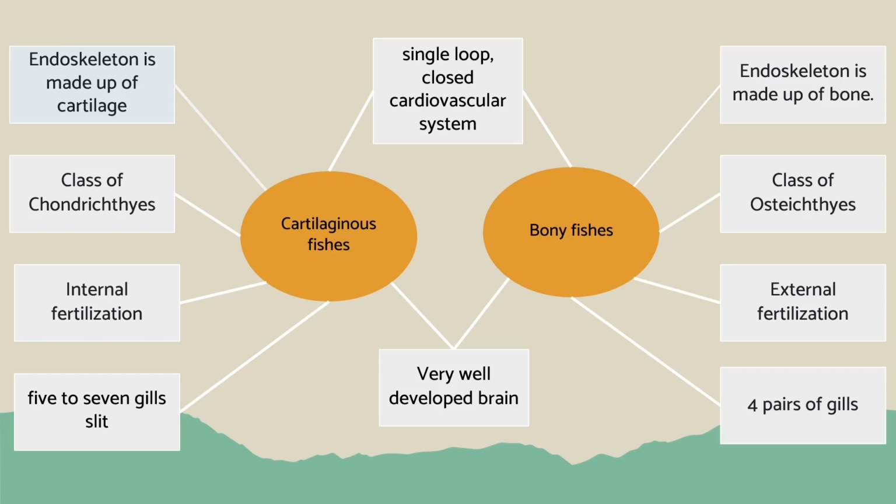Cartilaginous fishes are under the class Chondrichthyes, while bony fishes are under the class Osteichthyes. The reproduction of cartilaginous fishes is internal fertilization, but reproduction of bony fishes is external fertilization. Last, cartilaginous fish have 5 to 7 gill slits, but bony fishes only have 4 pairs of gills.